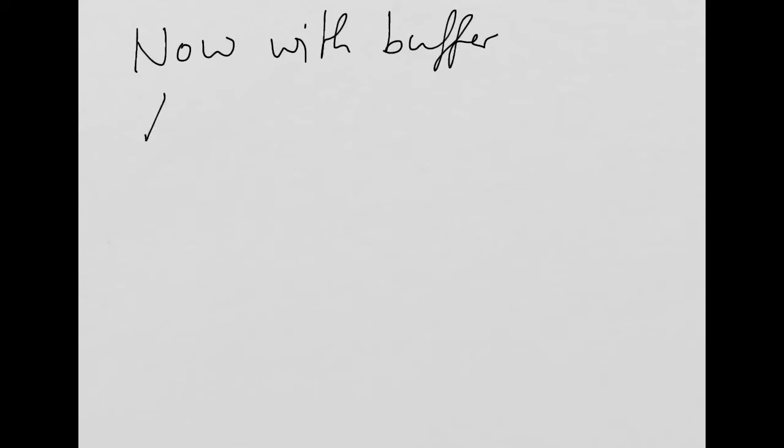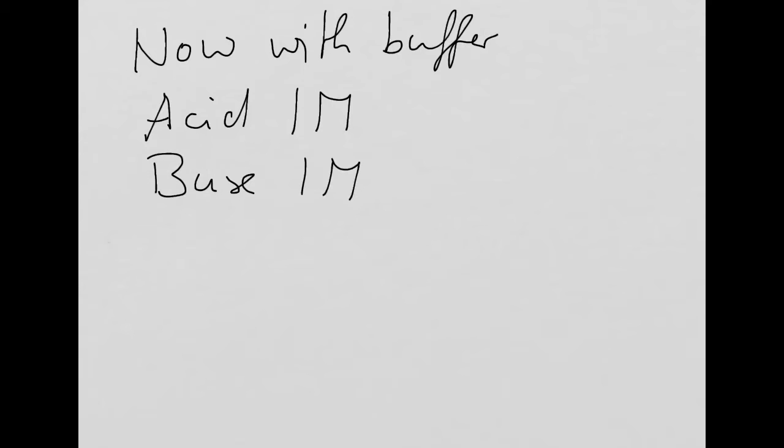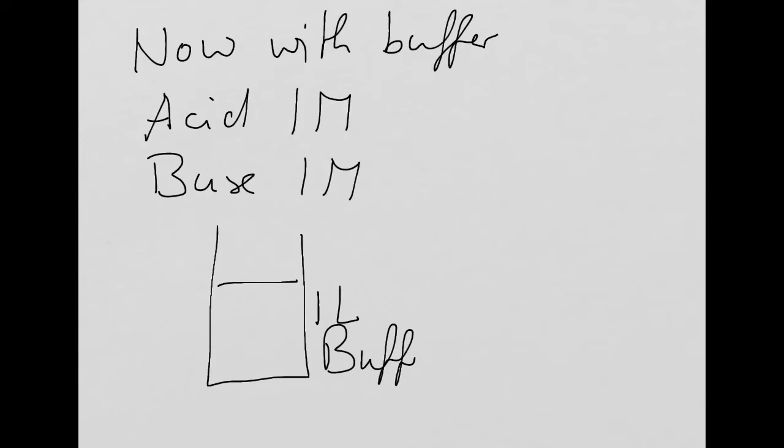So we take an acid. We take 1 molar of the acid. And we take a base, the conjugate base to that, which is also 1 molar. We mix it together. We have 1 liter of buffer. And our acid has a pKa of 7.